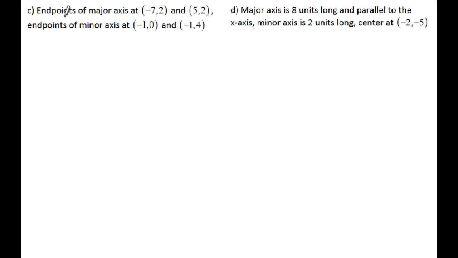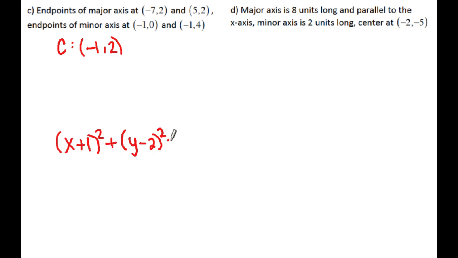For letter C, the endpoints of the major axis are at negative 7, 2 and 5, 2. The endpoints of the minor axis are at negative 1, 0 and negative 1, 4. I always want to start by finding my center. So my center is going to be the midpoint between these 2 points. So the midpoint from negative 7, 2 to 5, 2 is going to be at negative 1, 2. So I can go ahead and write the top part of my equation. So I have x minus negative 1, quantity squared, plus y minus 2, quantity squared, equals 1.